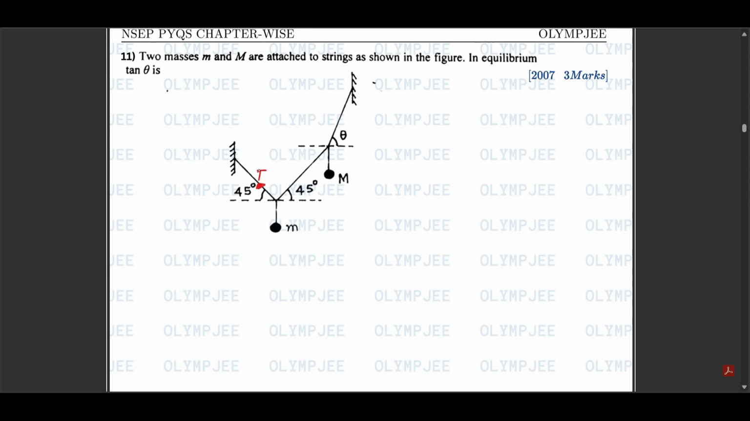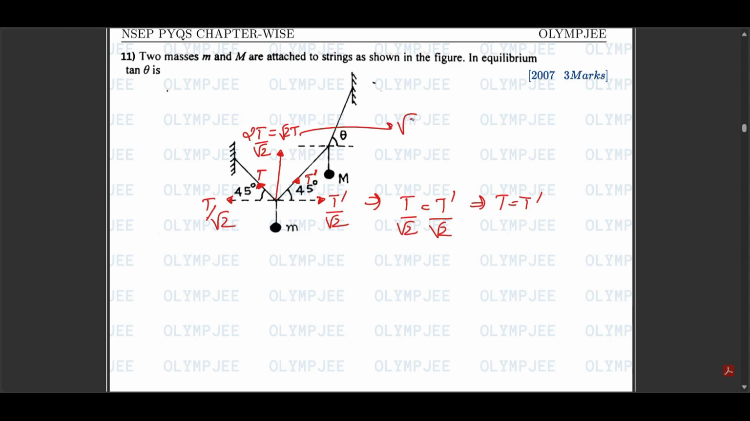If this is tension T and this is some T dash, then the components will be T by root 2 and T dash by root 2. So from here we get that T by root 2 is equal to T dash by root 2, because for equilibrium the force should be 0 in this direction. So this gives us T is equal to T dash. In this direction I will get 2T by root 2, which is root 2 T. So root 2 T is equal to mg, so T is equal to mg by root 2.